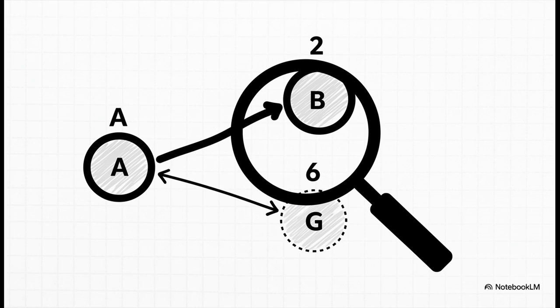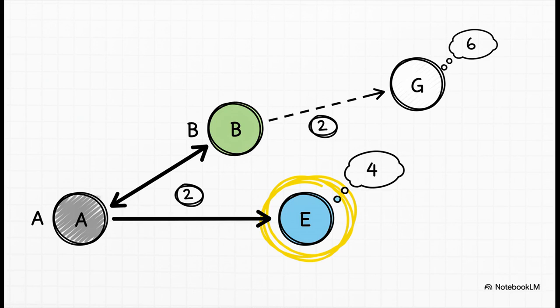Well, it's B, with a cost of 2. So we lock in that path. The shortest path to B is now permanent, and B becomes our new base of operations. So, from our new home base at B, we look out at its neighbors. And hey, this reveals a new path to node E with a total cost of 4. Right? That's the 2 it took to get to B, plus 2 more to get from B to E.